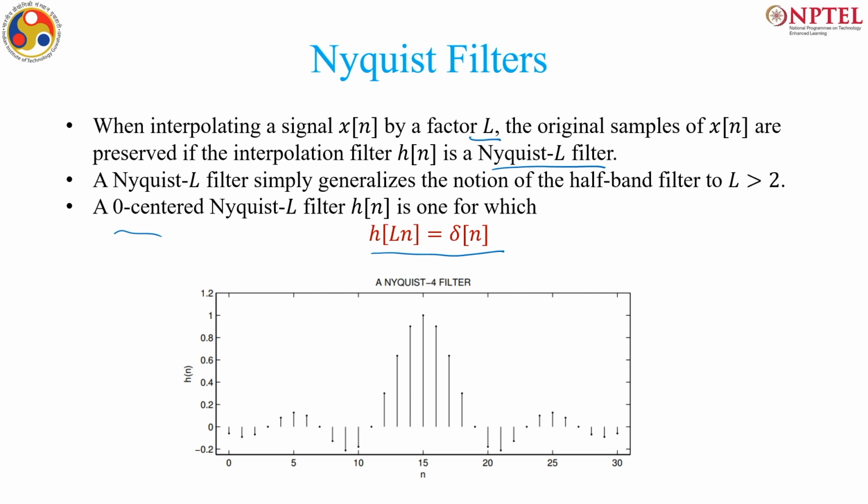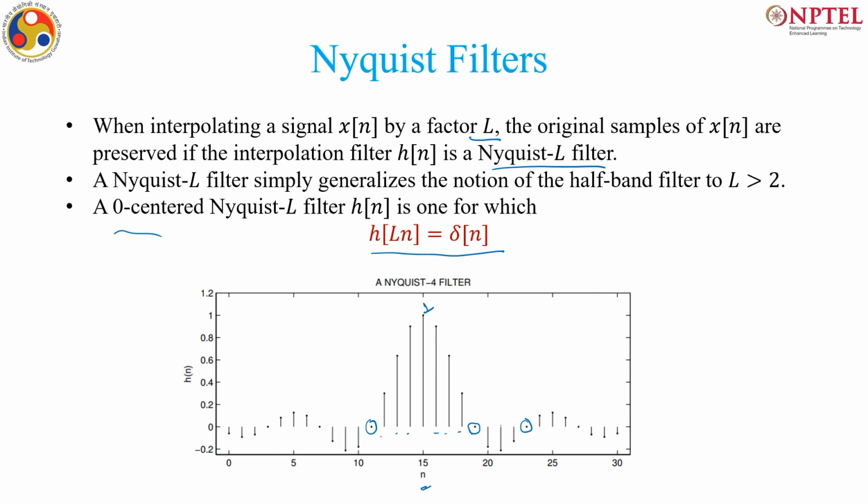If you look at this graph, this is a Nyquist 4 filter which is centered at n equals 15. So, at n equals 15 you see the value is 1, and since this is a Nyquist 4 filter, after every 4 values you will get a 0, like 1, 2, 3, then the fourth value is a 0, 1, 2, 3, fourth value is a 0, this side 1, 2, 3, fourth value is a 0.